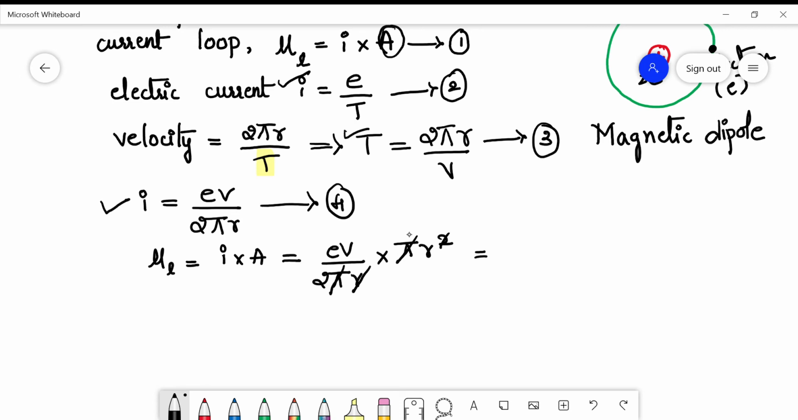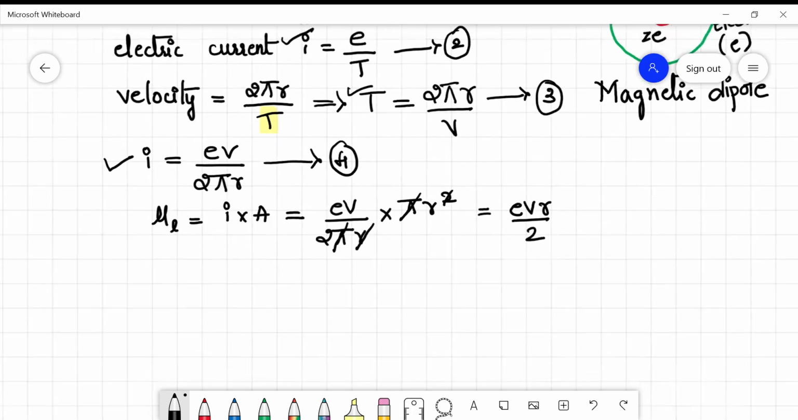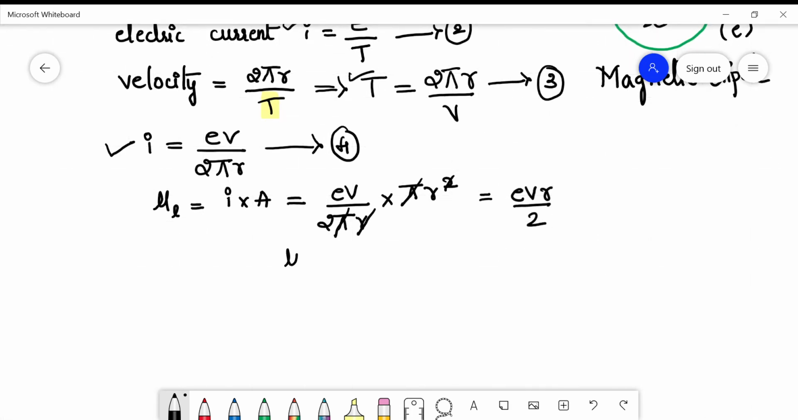What are we left with? e V r divided by 2. So mu L is equal to e V r divided by 2, which is our equation number 5.